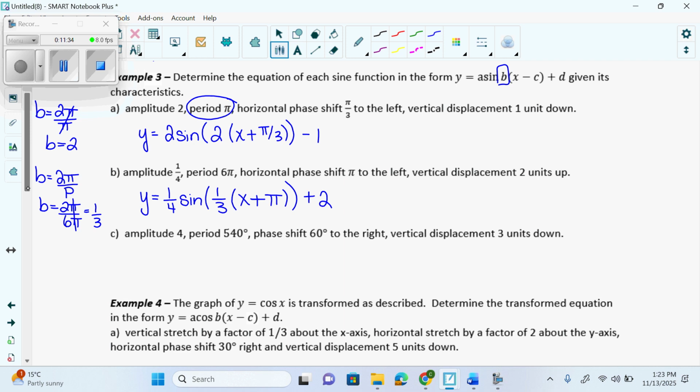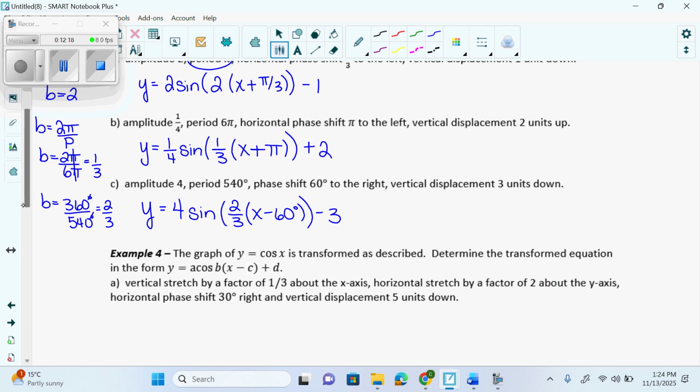So the next one, we're going to get y equals the amplitude, which is 4 sine the period. So P equals 540 degrees. How do I get B? 360 degrees divided by 540 degrees, which I believe reduces to 2/3. And the little degrees cancel. So I get 2/3. Then I need to go 60 degrees right. So I'm going to go x minus 60 degrees. 3 down.